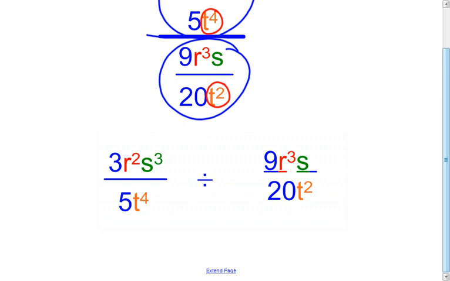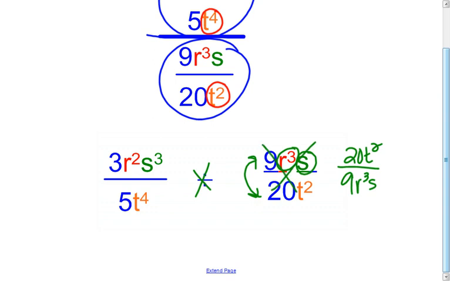Okay, so I can change this to multiply, and I can flip these two back and forth, and when I flip that, then this r would be in the denominator and it can't be 0, and the s would be in the denominator and it can't be 0. And then I'm not going to go through this one, but that's what would happen there. So you would change this second fraction, just to make sure we understand, to 20t squared over 9r cubed s, like that. And then do your canceling and simplifying.